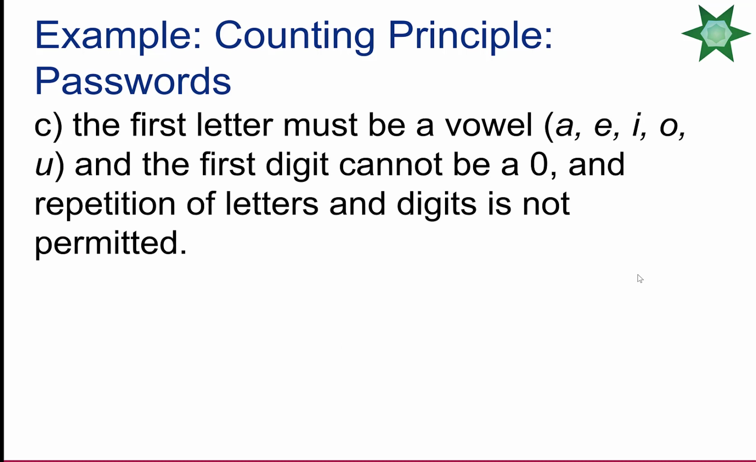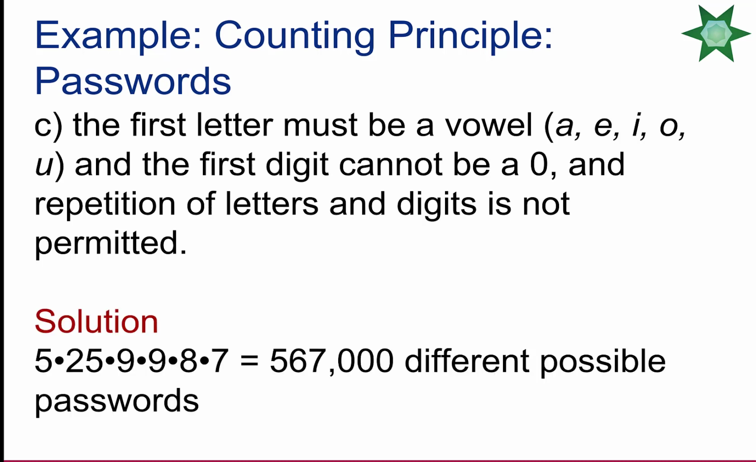More restrictions. The first letter has to be a vowel, A-E-I-O-U, and the first digit cannot be a 0, and we can't repeat. Okay, so for the first position, we've got 5 choices. Now, once we've used that vowel, we can't use it again because we're not allowed to repeat. For the second letter, we have 25 to pick from. When we get to the first digit, we can't use a 0, so we have 9 numbers to pick from. When we go to the next number, we can use a 0, so we still have 9 choices, and then 8 and 7, and we come up with 567,000 different passwords.